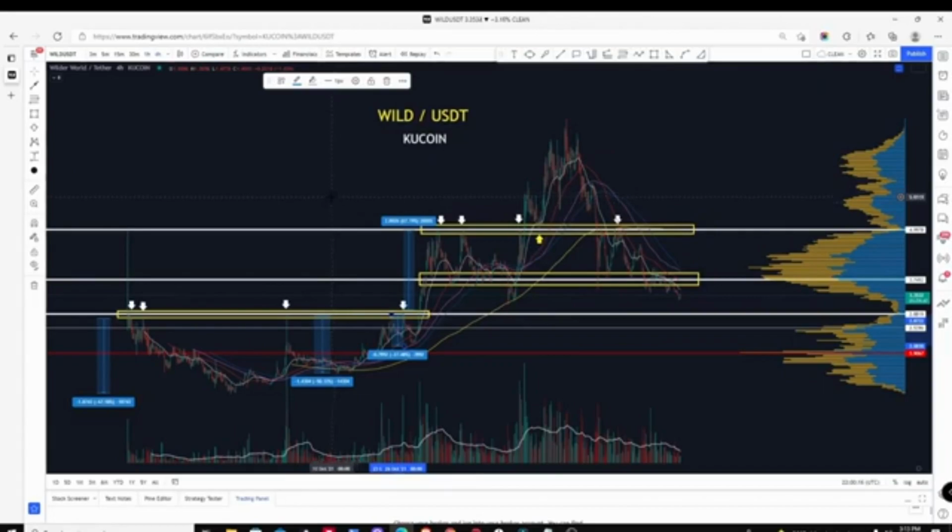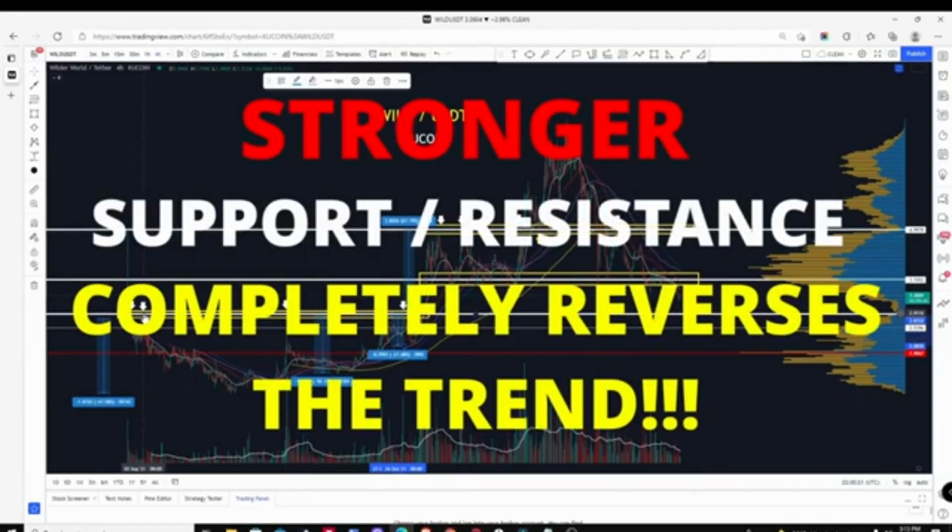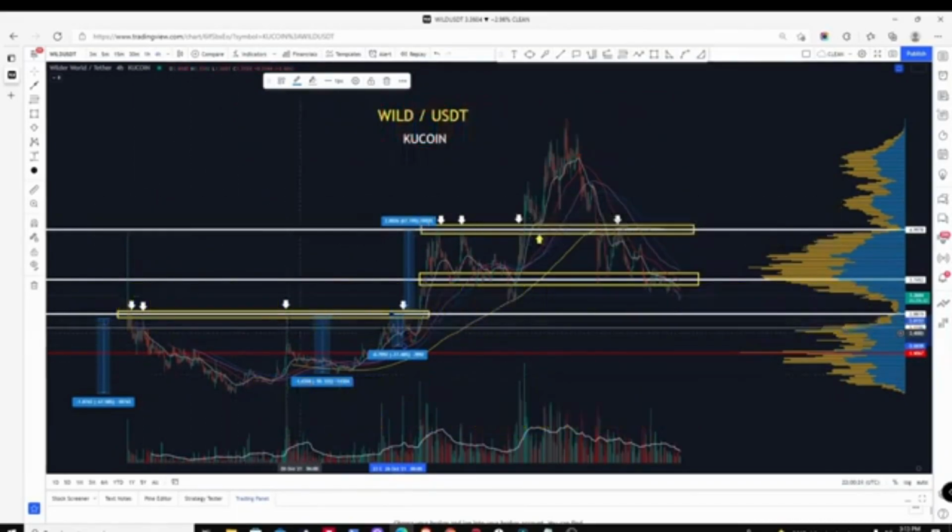Stronger or weaker areas of support and resistance. Realize the stronger ones are the ones that can completely reverse price action in the opposite direction, like it did here on multiple occasions, like it did up in here on multiple occasions. And these are the support/resistance areas you need to put more emphasis on.